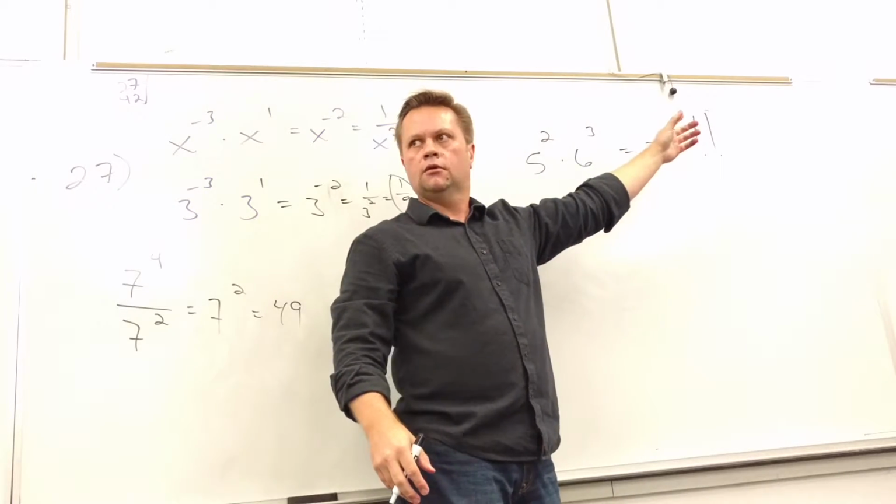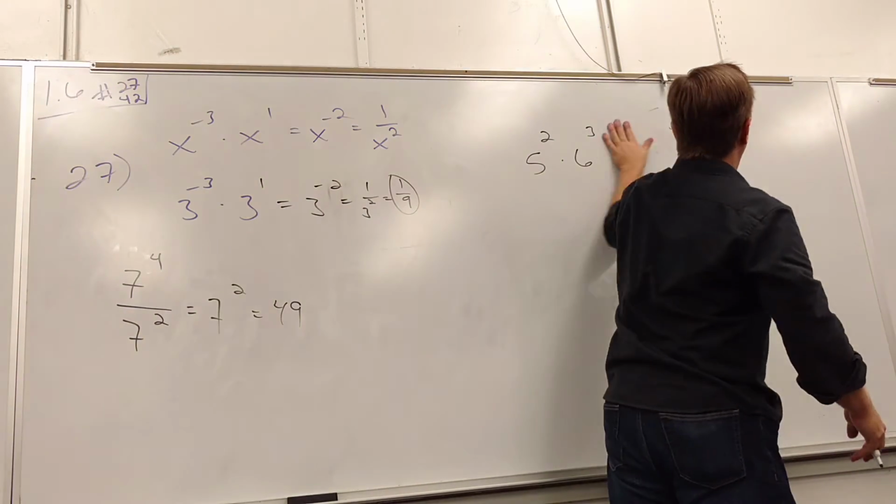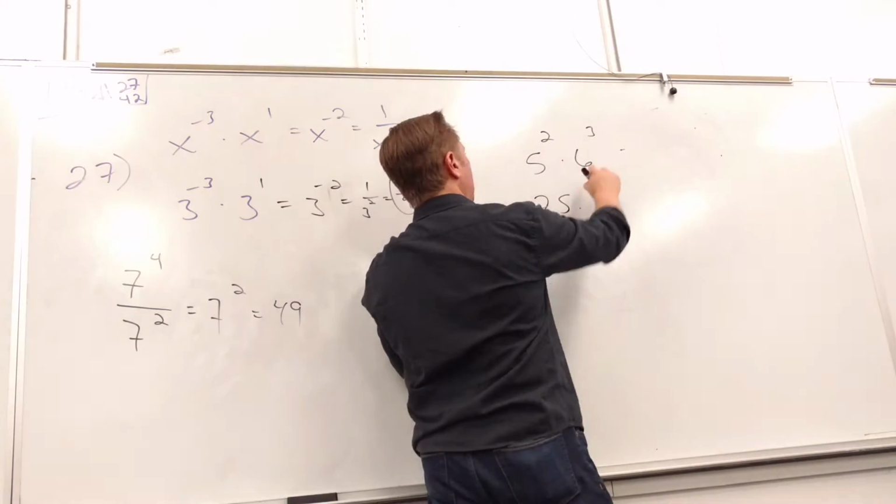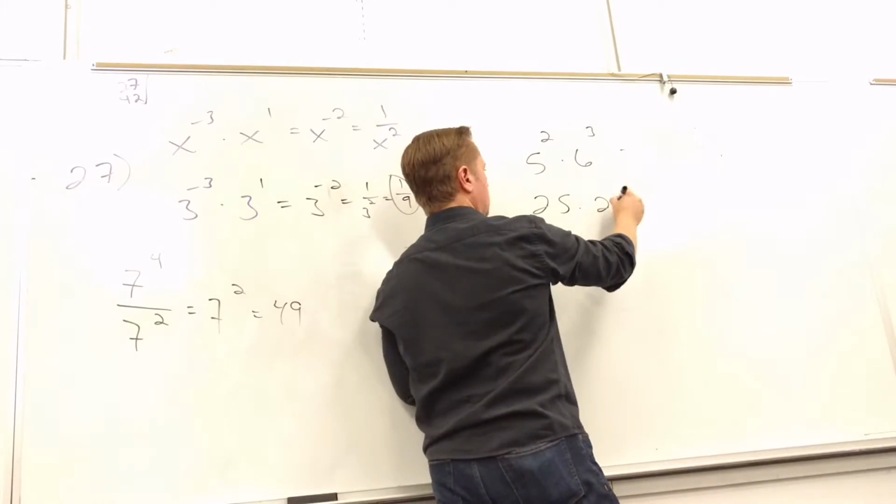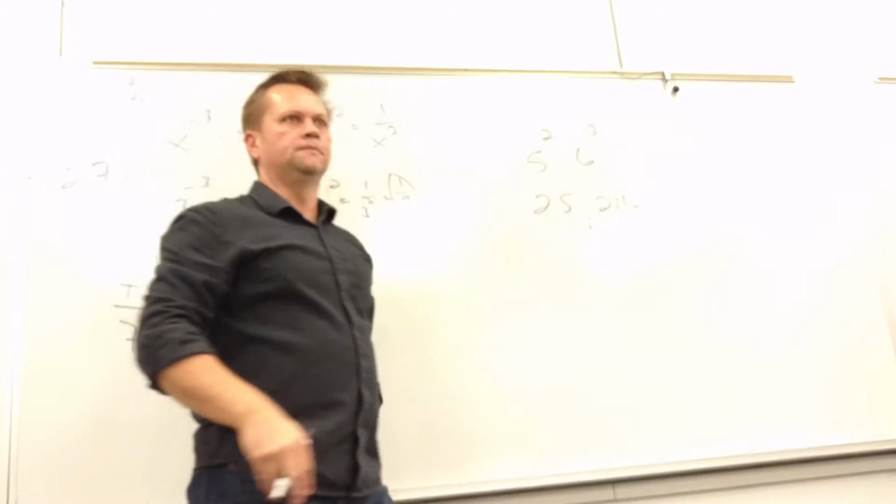So you have to solve for 5 squared and 6 cubed, and then multiply 25. 6 cubed happens to be 216. Blah, blah, blah.